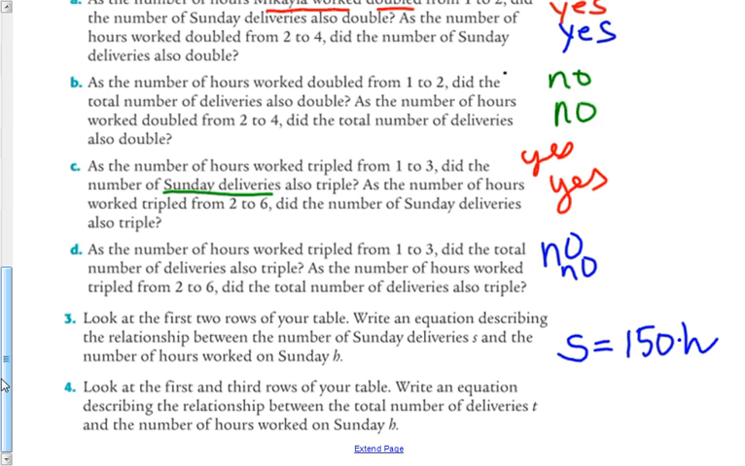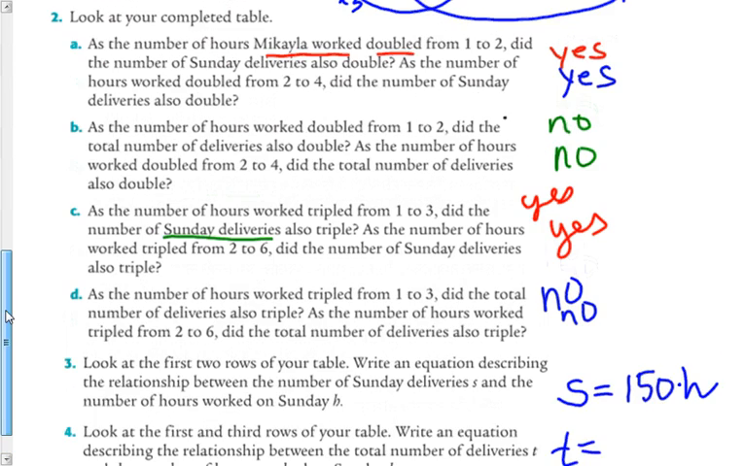And then we're also going to write an equation for Sunday deliveries. And then if we look at the first and third rows of our table, the equation we would get there is the total number of deliveries.